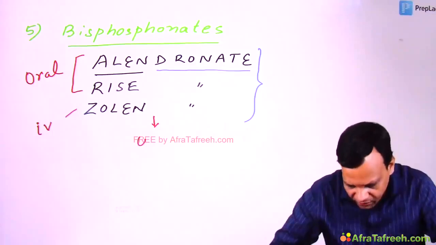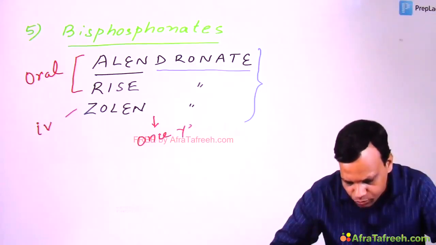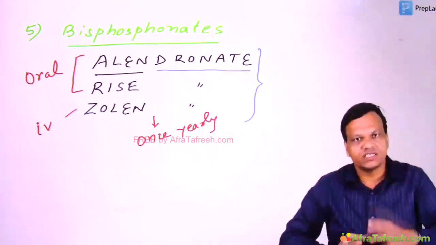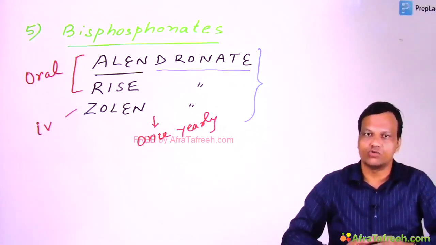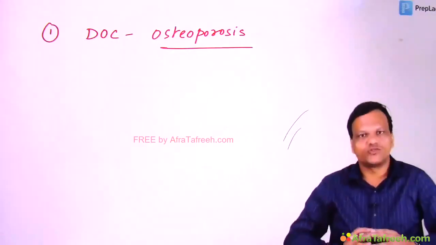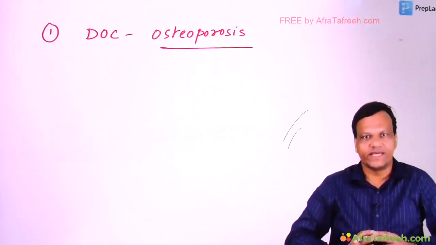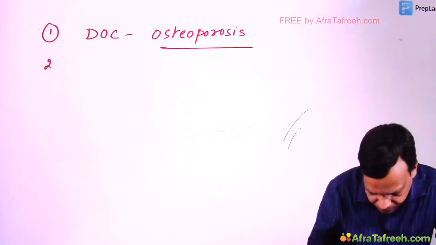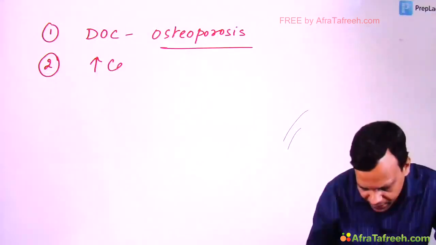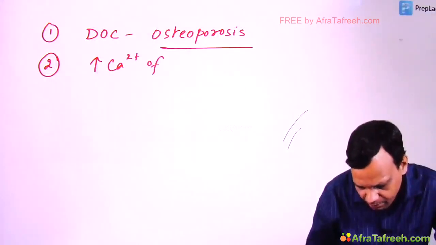So it can be given once yearly for osteoporosis. Obviously, once in a year we can give IV. So it is given as a once yearly intravenous infusion for osteoporosis. Okay. So the first use is they are drug of choice for osteoporosis due to any reason. Second, they are also drug of choice for hypercalcemia of malignancy.